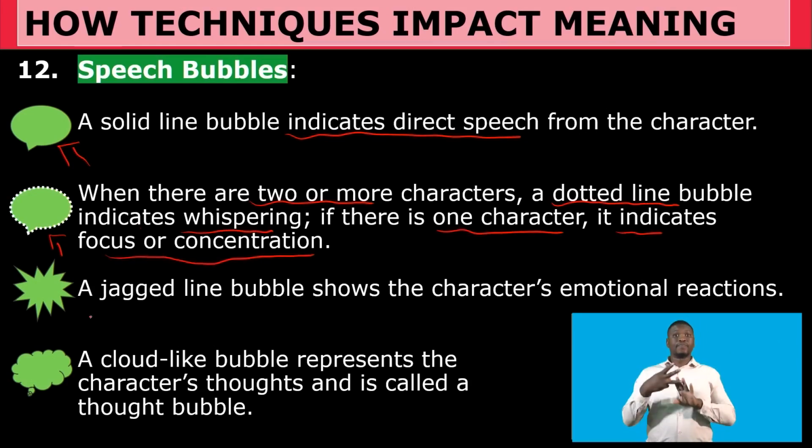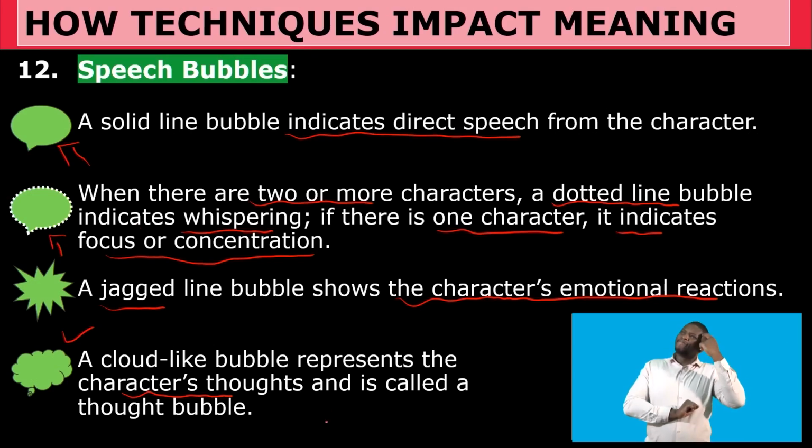Next, we have the jagged line bubble, and this shows the character's emotional reactions. And of course, you are familiar with a cloud-like bubble. It represents a character's thoughts, and it is called a thought bubble.